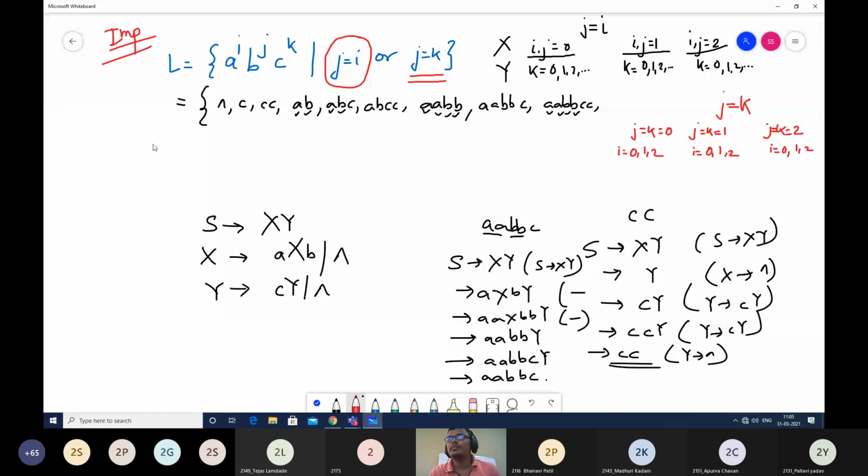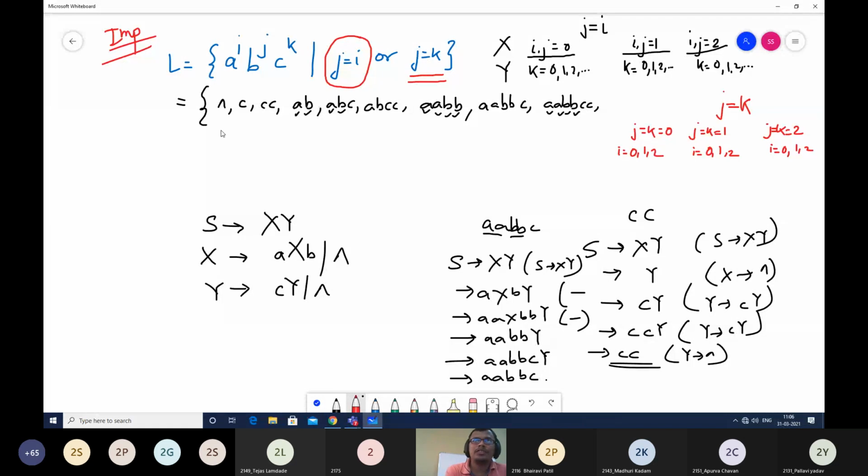Correct? What will be the strings now for this? When J and K are 0. What is meaning of J and K are 0? I don't have B's and C's in my string. Right?